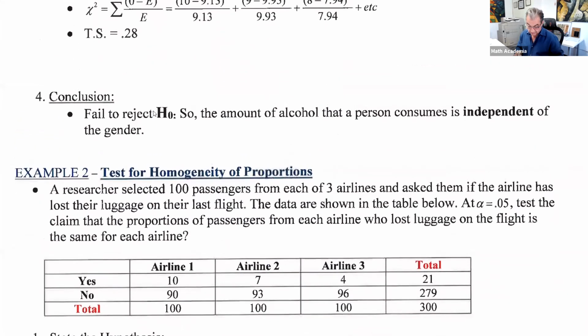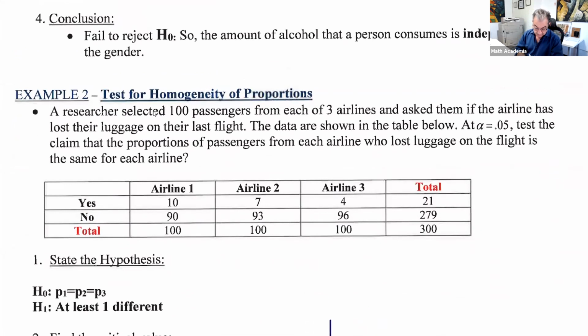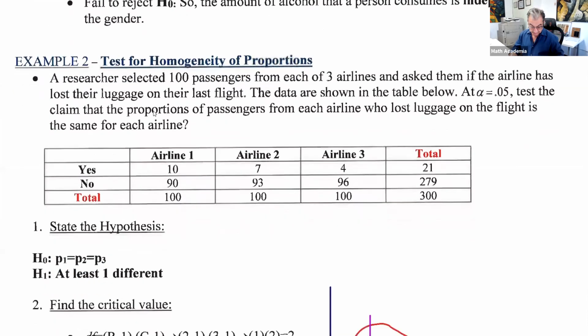So here is the table. They lost, yes, no, and we have the airlines 1, 2, and 3. How do you write the claim for this? You just say P1, the proportion of flight 1, equals the proportion of flight 2, equals the proportion of flight 3. For H1, you write that at least one is different. At least one of these proportions is different. So that's always how you state the claim for this type of problem.